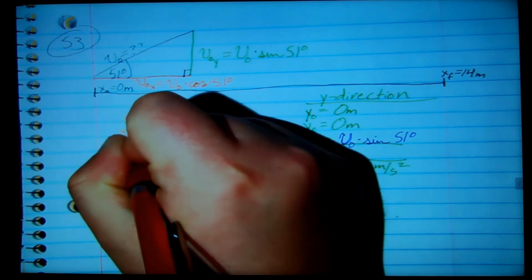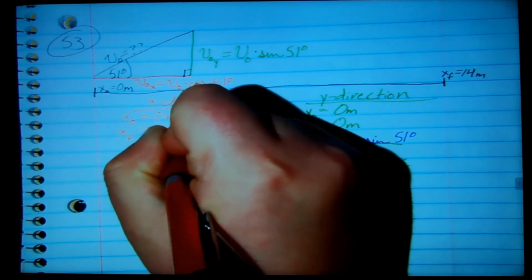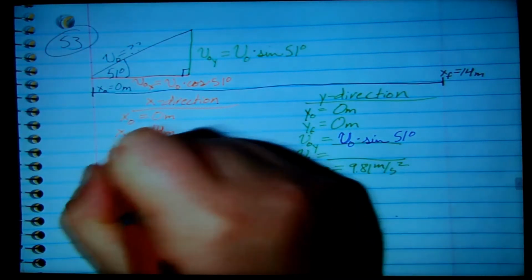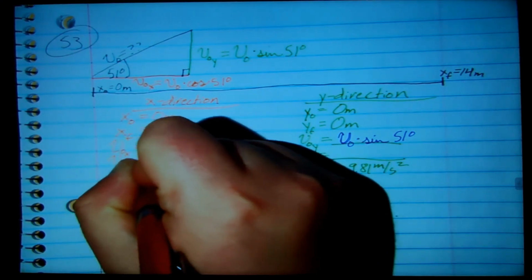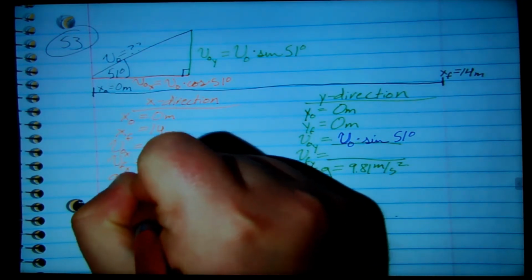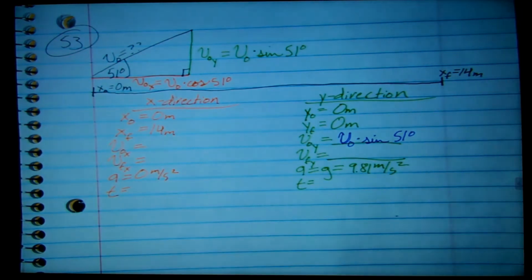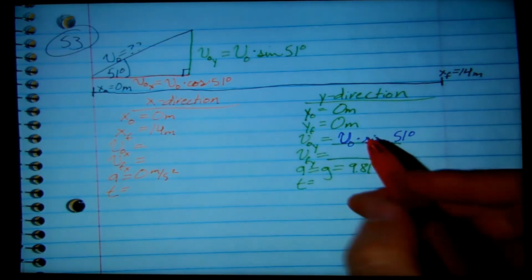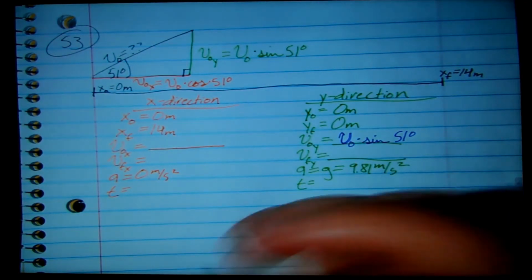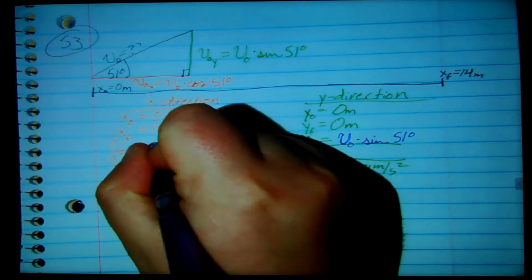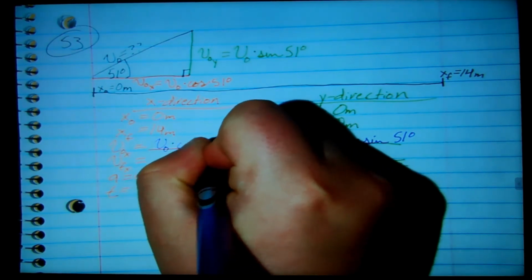So initial position in the x is 0 meters, final position in the x is 14 meters. Then we have initial velocity in the x, final velocity in the x, acceleration is 0, time we do not know. Now, just like we did for the y, we do have an identity for the initial velocity in the x. We found it to be the initial velocity times the cosine of 51 degrees.